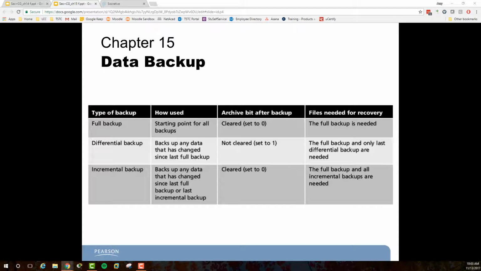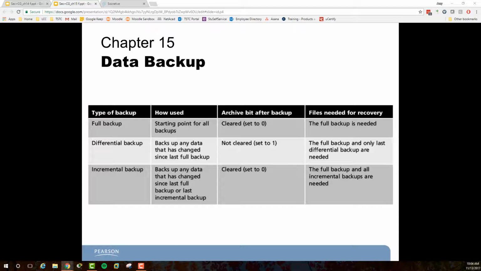So a full backup is where you start with everything, and that's an absolute duplicate backup of all the files. You have the differential backup, which is anything that's changed since the last full backup. So if you had one differential backup done and the computer failed, you would need the full backup, and then you would need the one that's everything that's different since then.